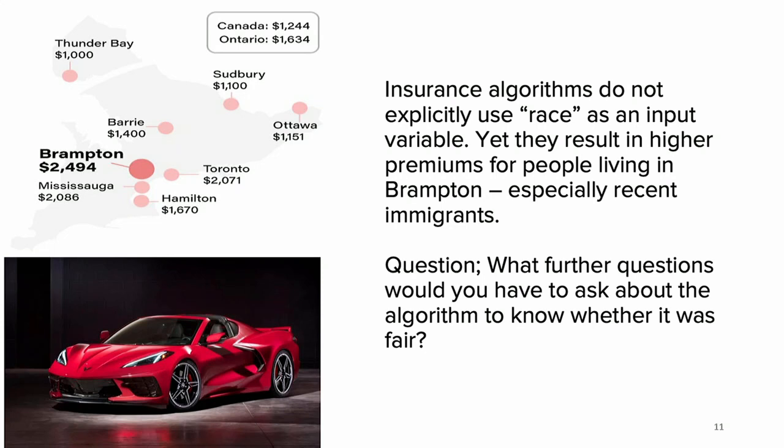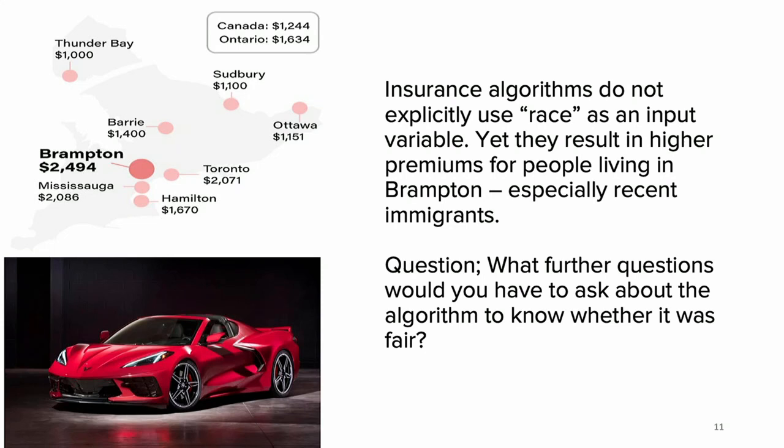So let me ask you a question, and I hope someone will respond. What further kinds of questions would you want to ask about this Brampton case to figure out whether you think the algorithm's fair or unfair? Yeah? Okay, so one of the variables we should consider is how many car accidents happen in that area. Good. That's one thing we would want to know. If there are higher car accidents in the suburbs, that's going to dramatically decrease our sense that it's unfair, although it still might not settle it. Anything else come to mind?